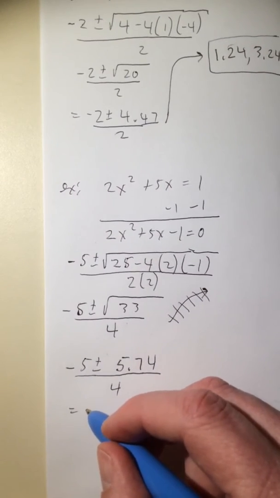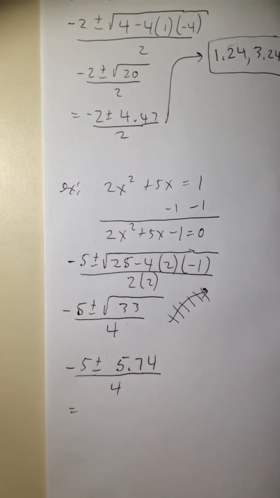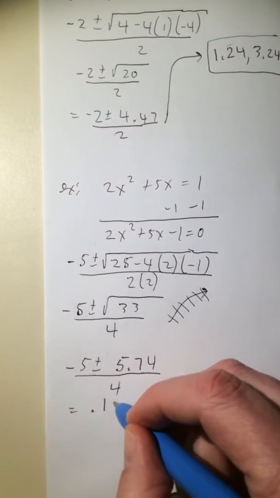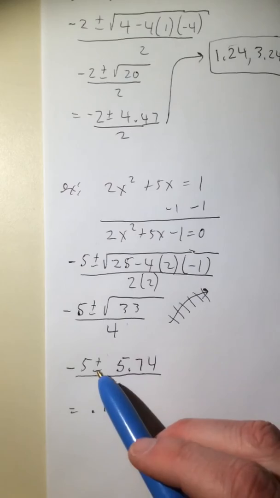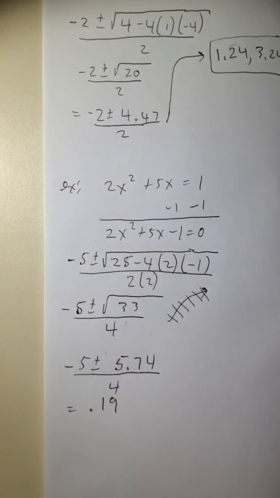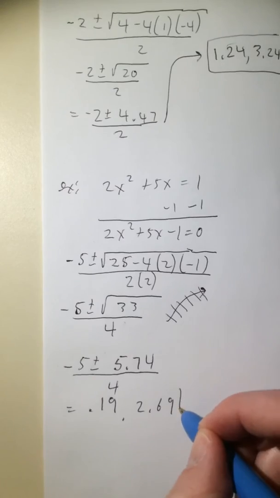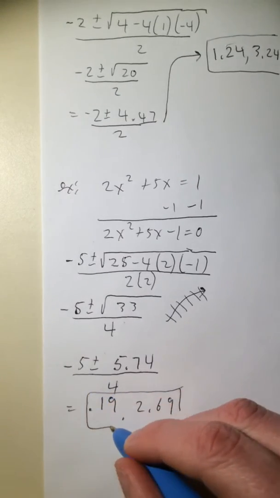And then we have negative 5 plus 5.74 is going to be 0.74 divided by 4. So 0.74 divided by 4 is 0.185. We'll call that 0.19. And then we have negative 5 minus 5.74, also known as negative 10.74, divided by 4. So negative 10.74 divided by 4 equals negative 2.69. And there are the two answers right there.